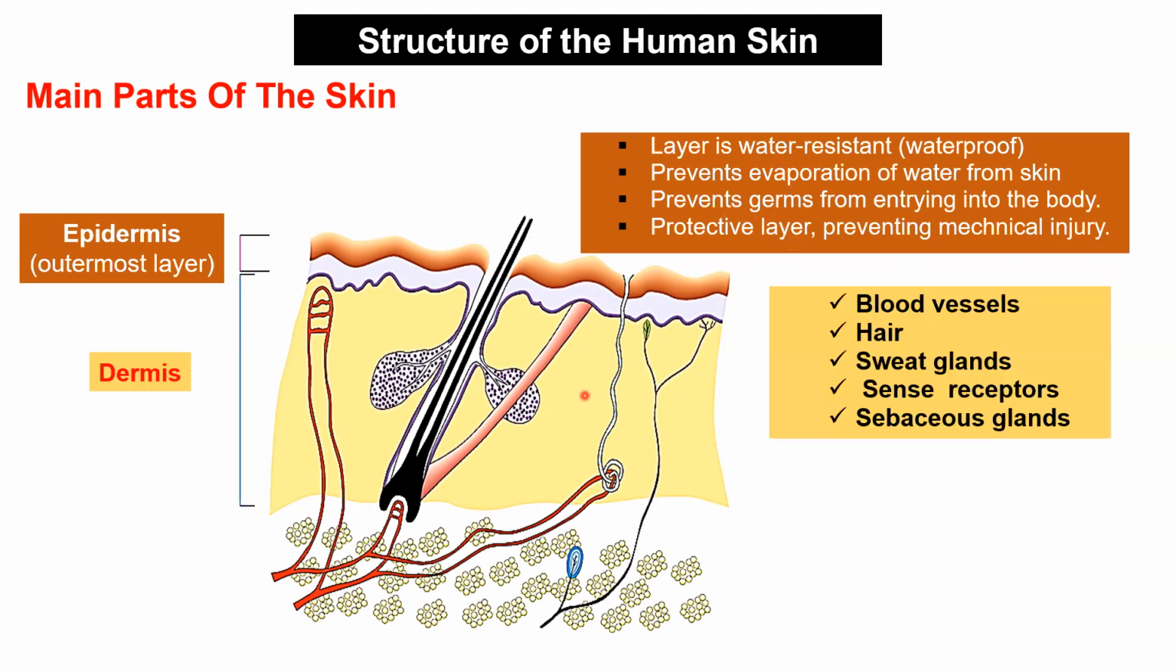Then comes the dermis. The dermis is rich in blood vessels; hairs are there, sweat glands are there, sense receptors are there, and sebaceous glands are there. These are the two sebaceous glands which are linked with the hair. Every hair has two sebaceous glands. Sebaceous glands produce sebum, that is the oily secretion.